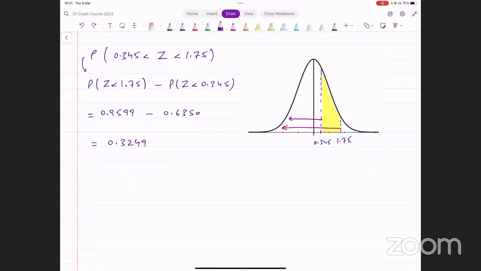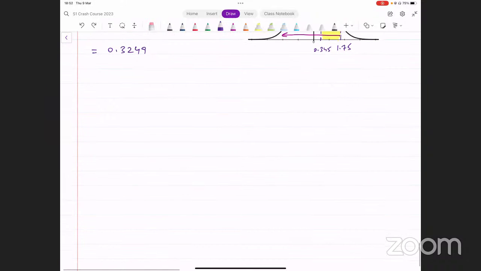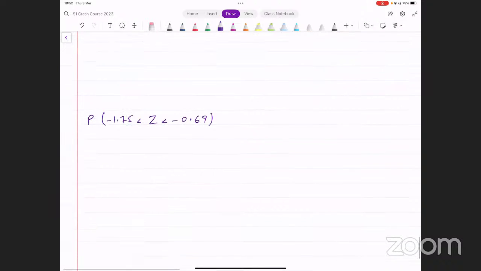Okay, let's take another example. Let's say we have something like this. Probability of z being between minus 1.75 and, let's say, minus 0.69. Let's say you're looking for this probability now.